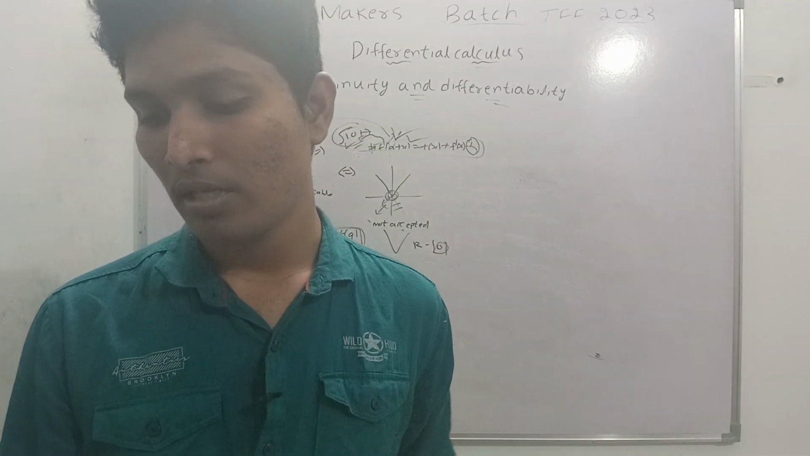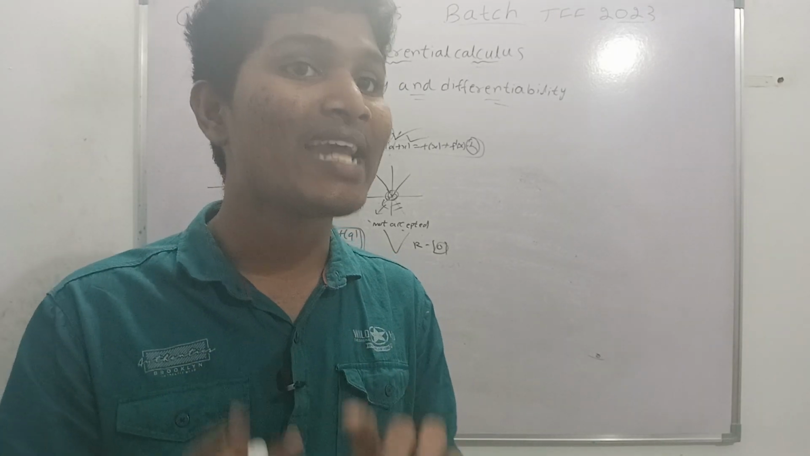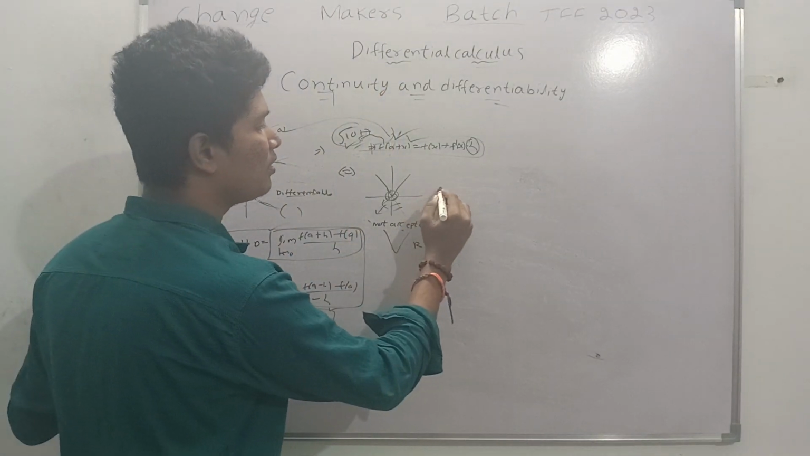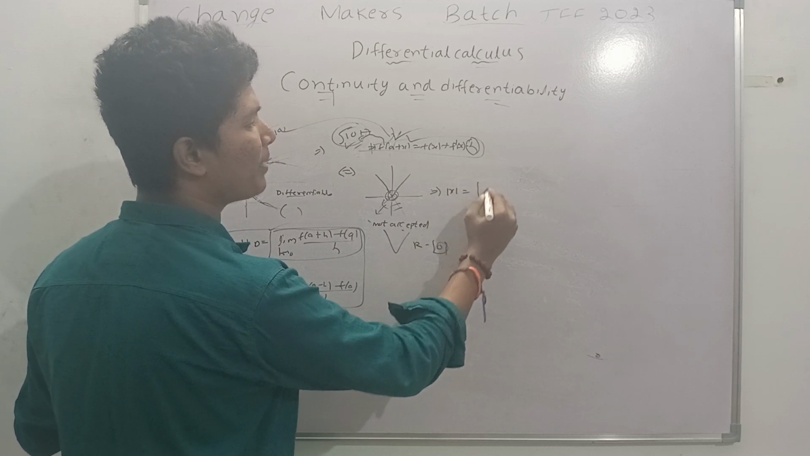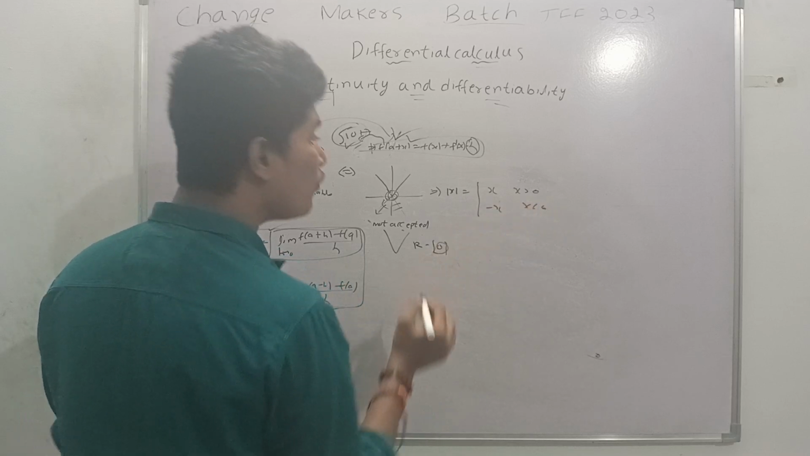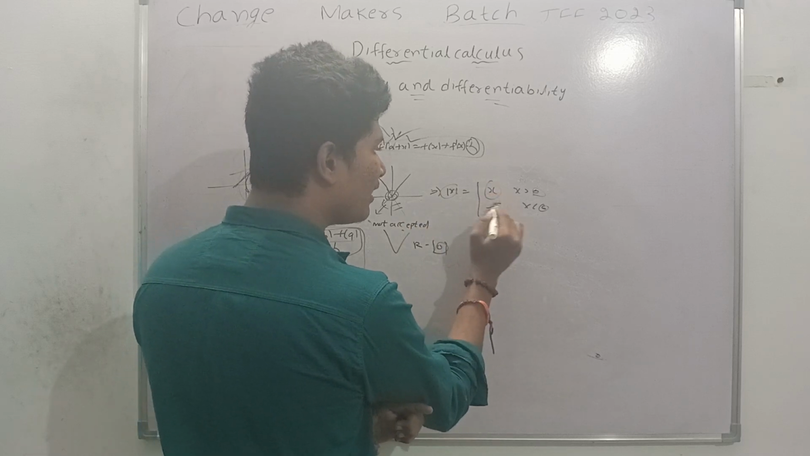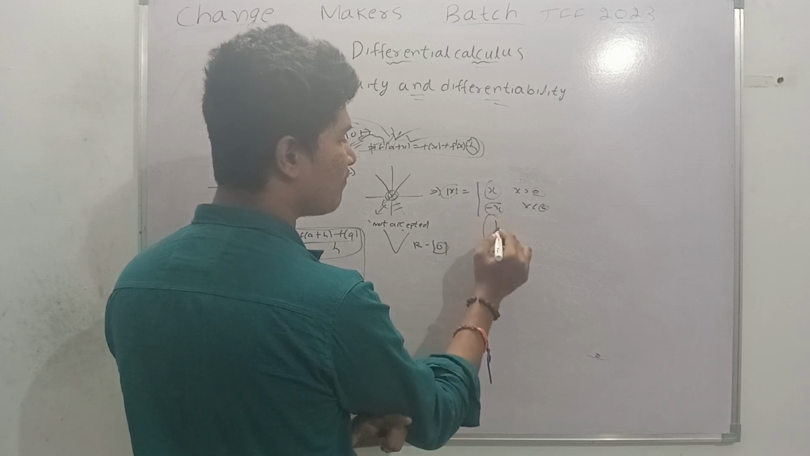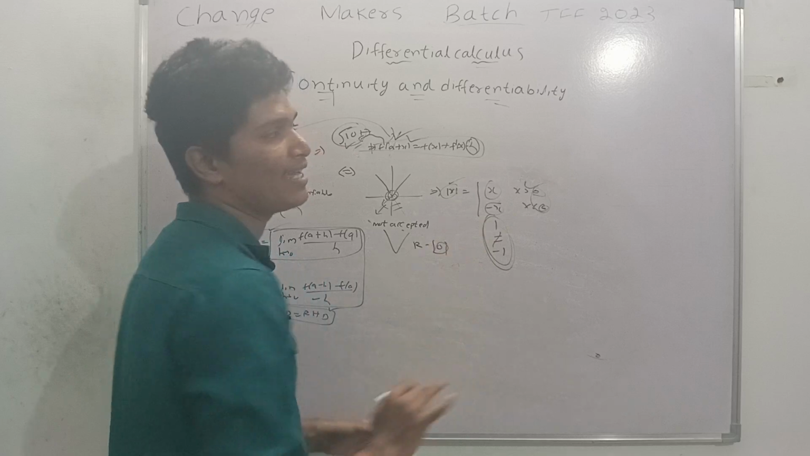And there is a shortcut. What is the shortcut? To find LHD, the left hand derivative, and RHD, the right hand derivative, we can directly differentiate the terms. Suppose we see mod x. It can be opened as x if x is greater than 0 and minus x if x is less than 0. If we have to check whether mod x is differentiable at 0 or not, we can directly differentiate these. For x, the differentiation is 1. For minus x, the differentiation is minus 1. So 1 and minus 1 are not equal. So this function is not differentiable at x equal to 0.